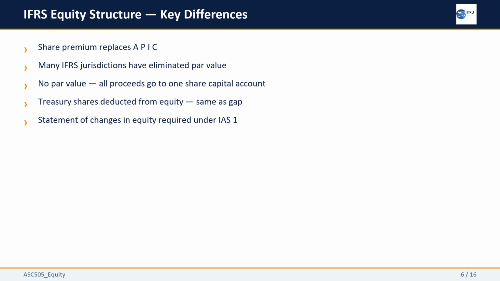IFRS uses the same economic structure as GAAP, but with different labels and some meaningful differences. Under IAS 1 and IAS 32, the account called APIC becomes share premium. Many IFRS jurisdictions have eliminated par value altogether. Where par value does not apply, all proceeds from a share issuance go into a single share capital account with no split required. Treasury shares are deducted from equity under IFRS, just as under GAAP. IAS 1 requires a full statement of changes in equity, the same roll-forward GAAP requires.